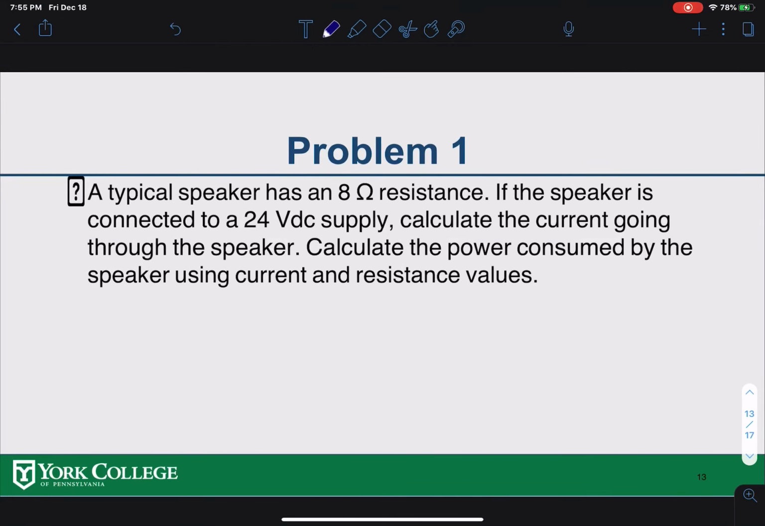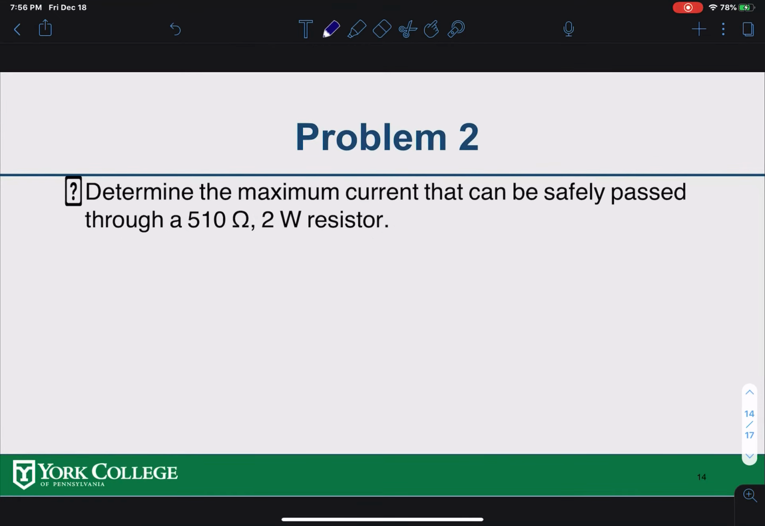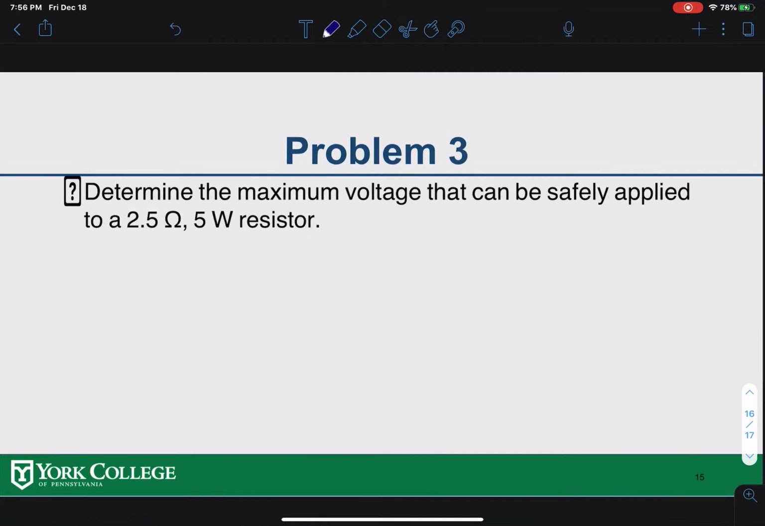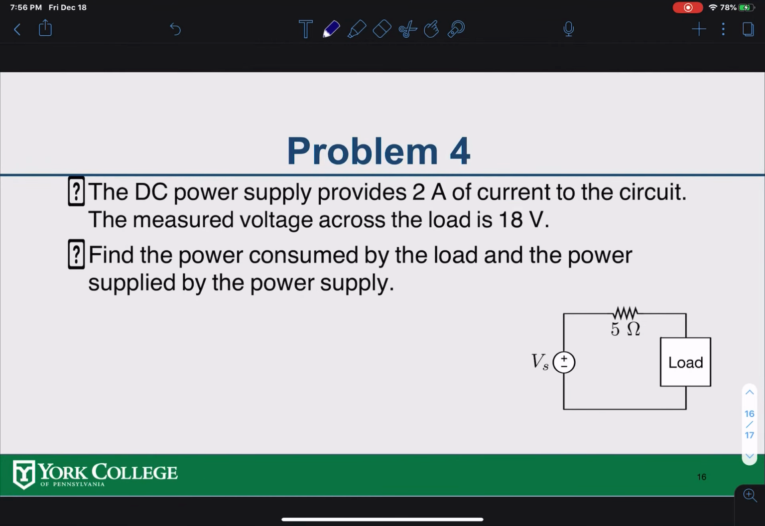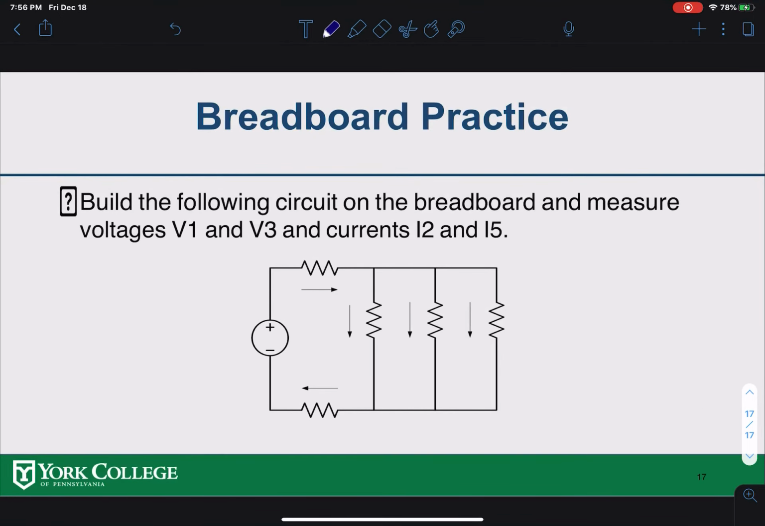We're going to solve this kind of problem in the class, and we're going to try to do breadboard practice in the class if we have time.